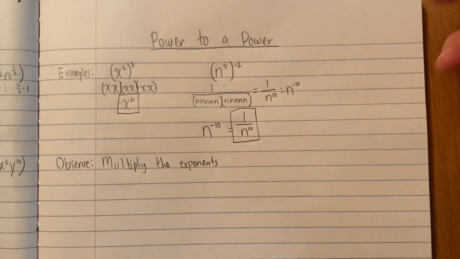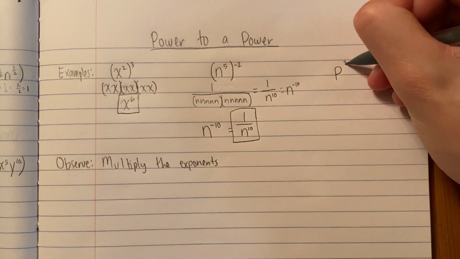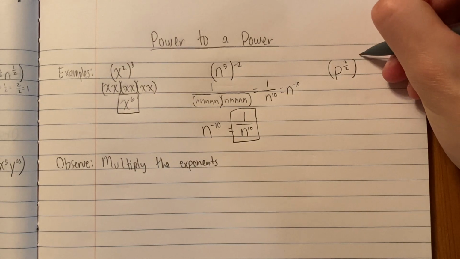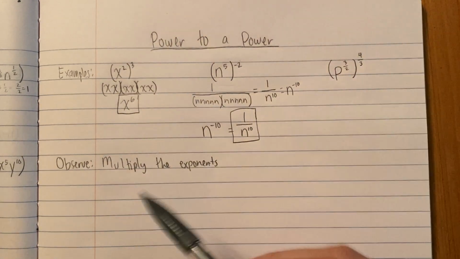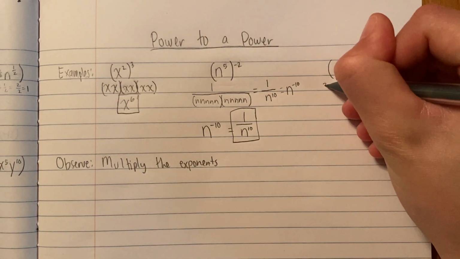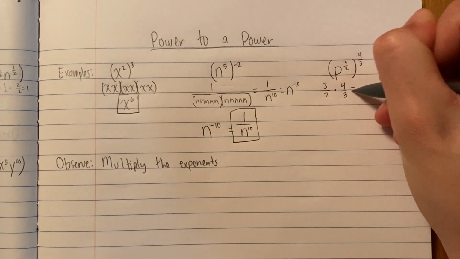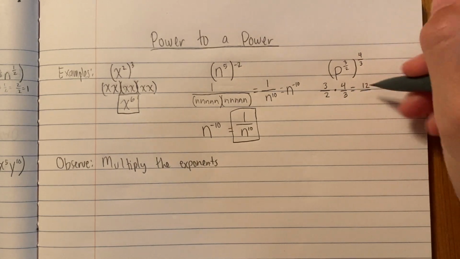Okay, now the same deal with fractions, right? We don't freak out about fractions. We're just going to use our observations. This is p to the 3 over 2 power times 4 over 3 power. So we know we're going to multiply. So I'm multiplying fractions. I know how to multiply fractions. Look, this is 3 over 2 times 4 over 3. When I multiply fractions, I multiply across the top. 3 times 4, that's 12. 2 times 3, that's 6.